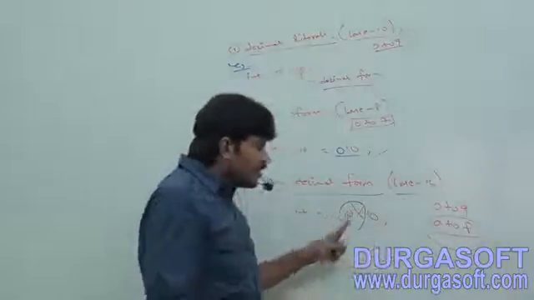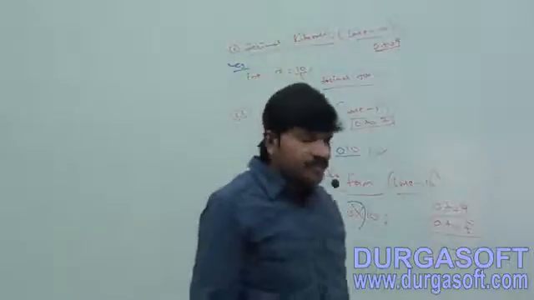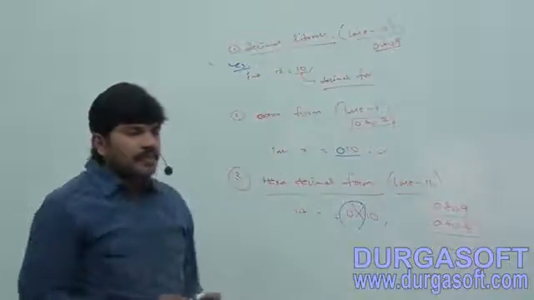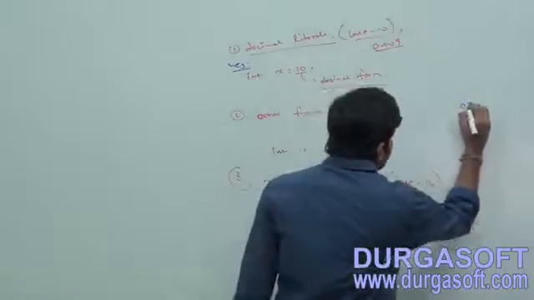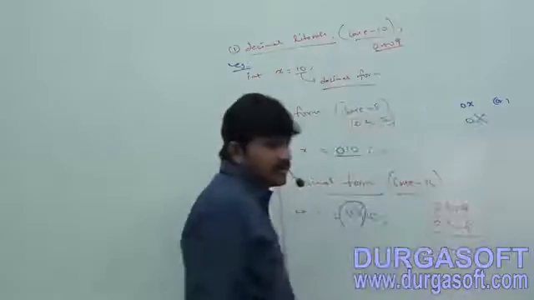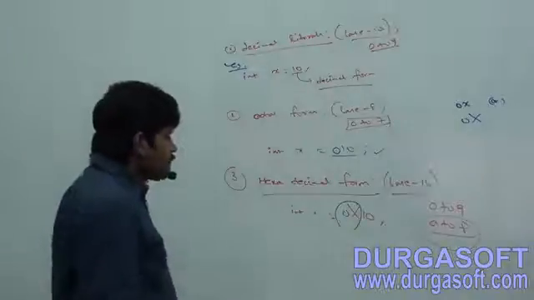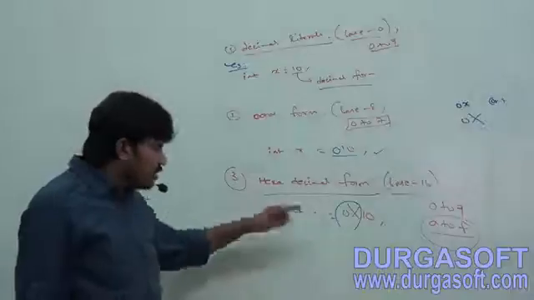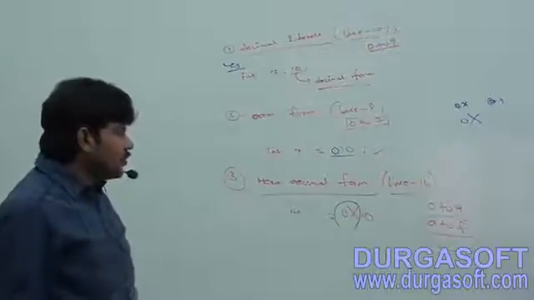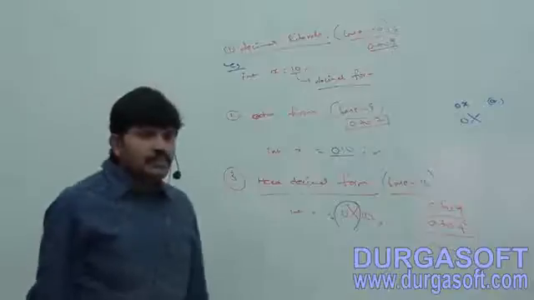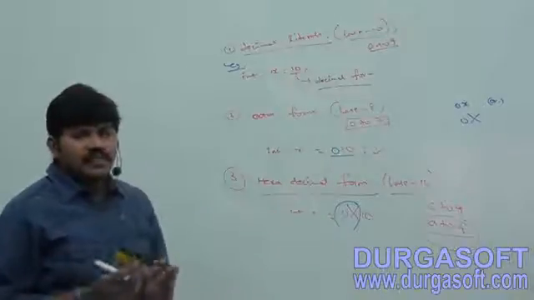Next point: the literal value should be prefixed with 0x, either small x or capital X. So here also small x is allowed and capital X is allowed. Example: int x = 0x10. That's all.